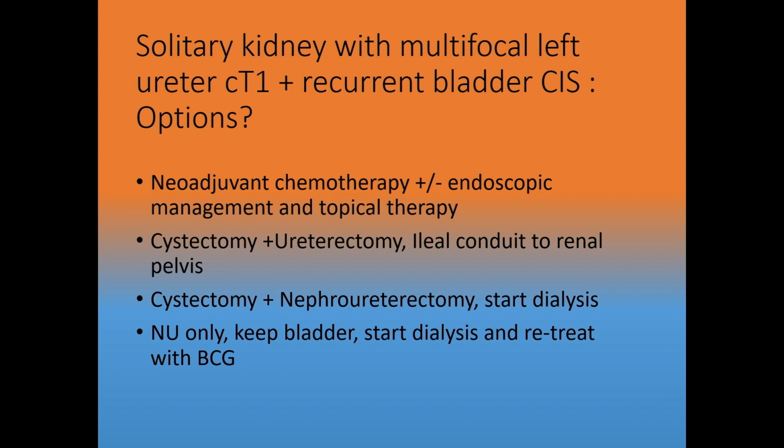Or do we just do a pan-urotheliectomy with cystectomy, nephroureterectomy, and put her on dialysis? Or do we do a nephroureterectomy only, keep the bladder, start dialysis, and then retreat the bladder with BCG? Well, the one outside-of-the-box option you don't have here is an ileal ureter from the renal pelvis to the bladder and gemcitabine in the bladder. I'm not saying that's the right thing, but okay.